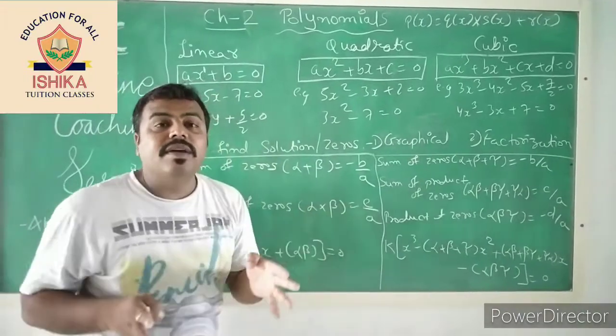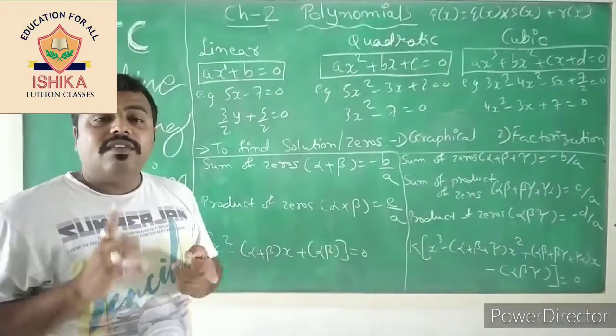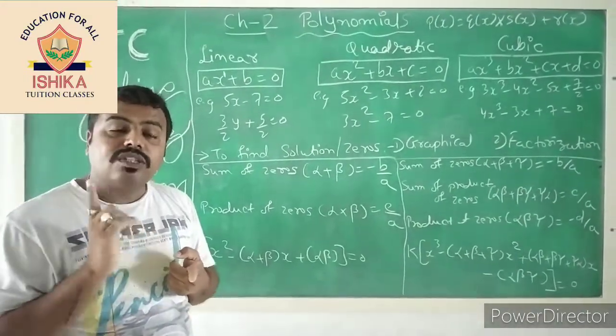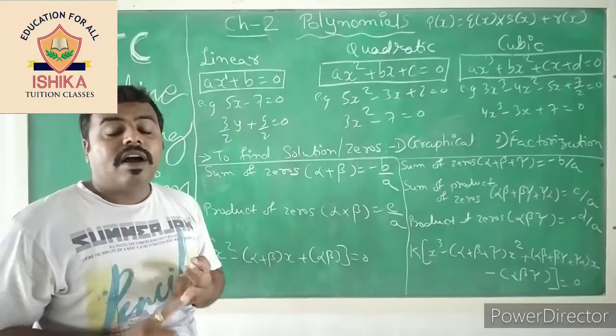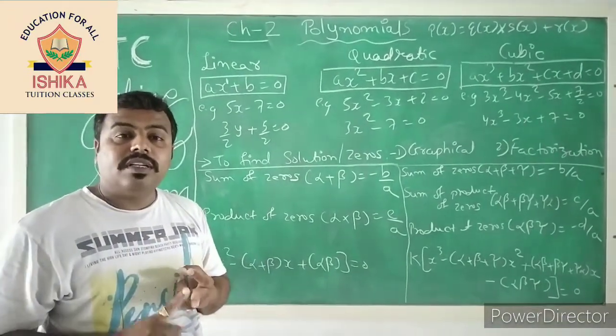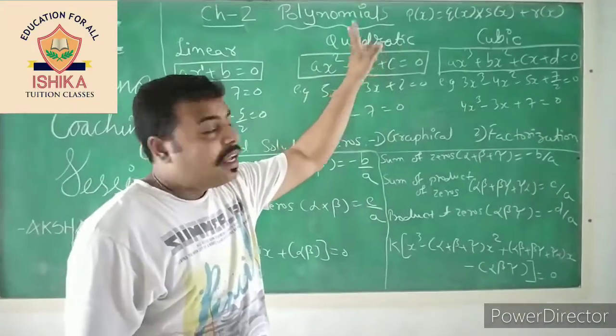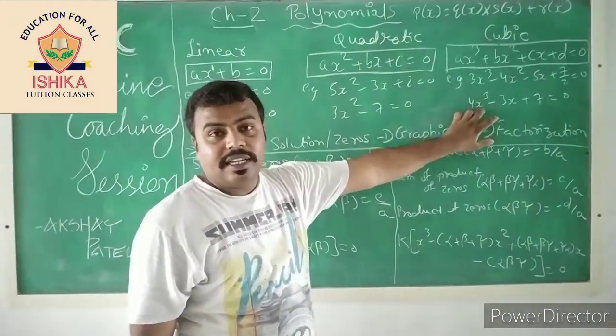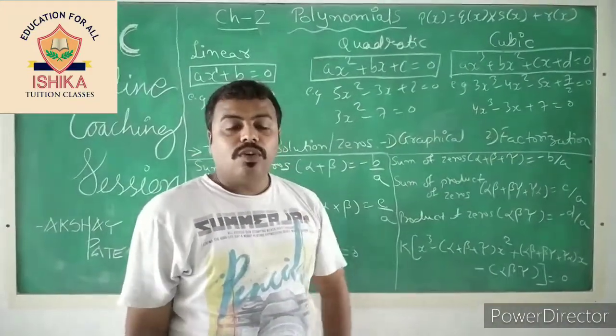Now these are the 3 basic types of polynomials. If the highest power is 1, then it is called linear polynomial. If highest power or degree of variable is 2, then it is called quadratic. And if the highest power is 3, then it is called cubic polynomial.